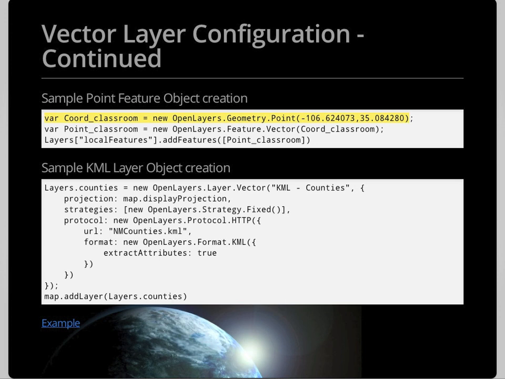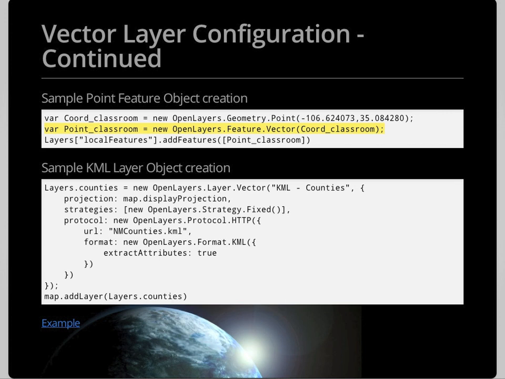So here, since I'm just creating a single point, I only need to define one OpenLayers.geometry.point object, where I am specifying the X and Y coordinates that are associated with that point. With that geometry defined, I can now create a vector object, where that vector object is provided, in this case, the geometry that I created previously, this geometry.point object.